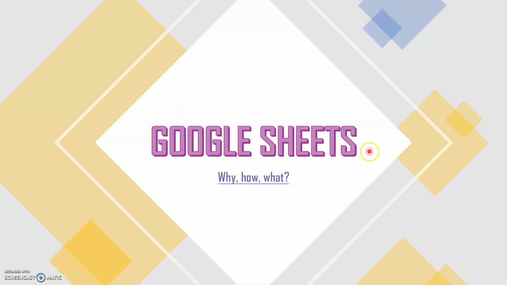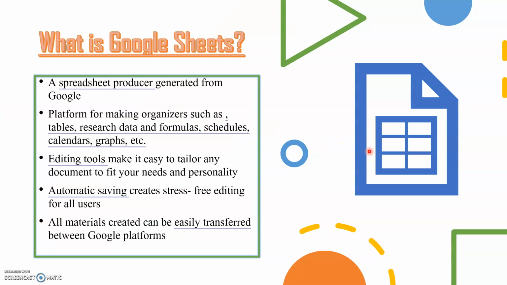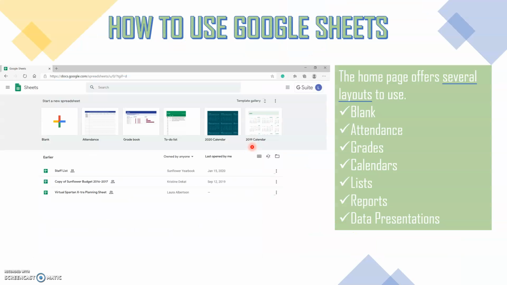We are now going to move on to the final Google Sheets. So Google Sheets, it's again produced by Google, but this time they make spreadsheets. So this can be used to make tables, different research data and formulas, schedules, calendars, graphs, etc., whatever you think you need to use spreadsheets to make. So this is what it looks like when you first open it up. It has these different presets you can use.